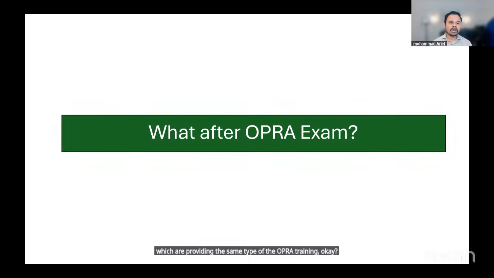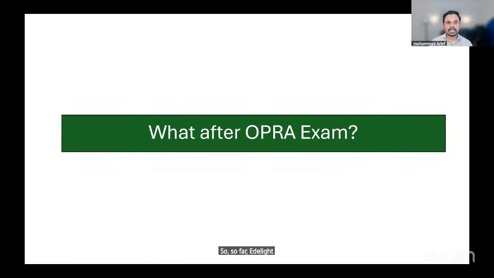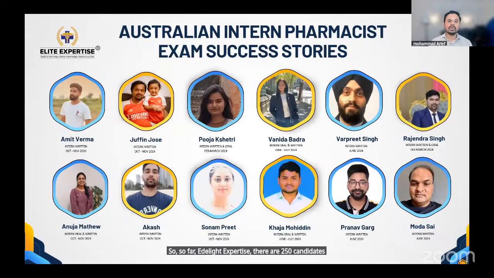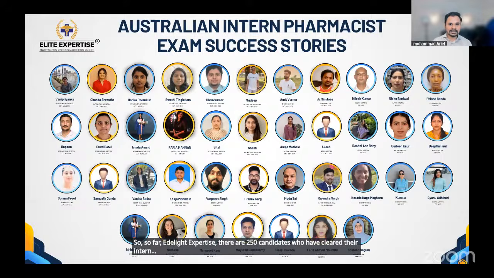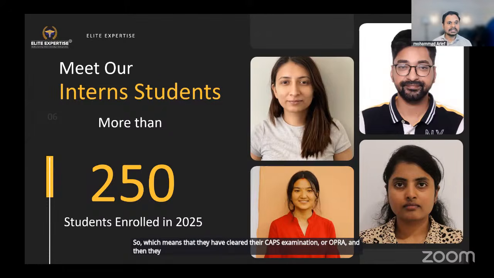Then what about after OPRA? After the OPRA examination you have to do the internship, and during the internship there will be 2 more examinations. So far at Elite Expertise, there are 250 candidates who have cleared their intern examinations, and there are a total of 250 candidates getting their intern training at Elite Expertise. Out of 250, more than 150, almost 200 members, have become fully licensed pharmacists, which means they cleared their KAPS or OPRA examination and then started their intern pharmacist journey.